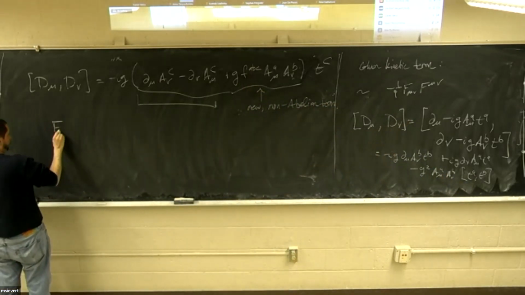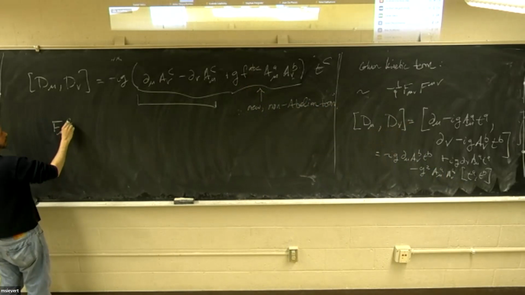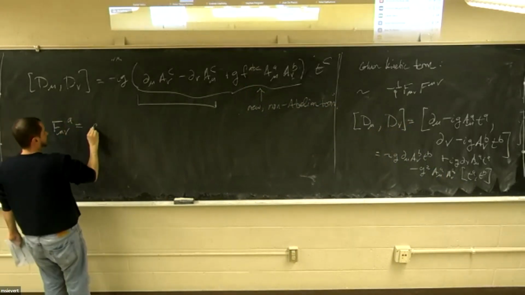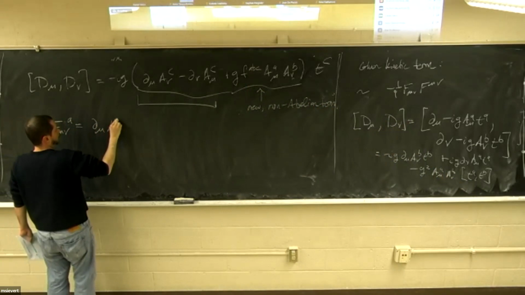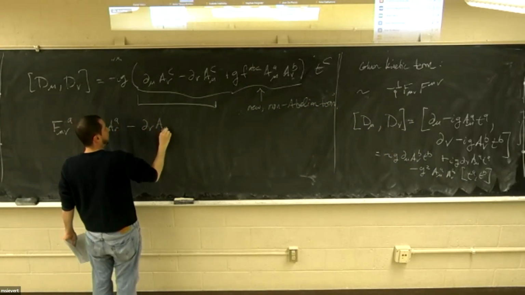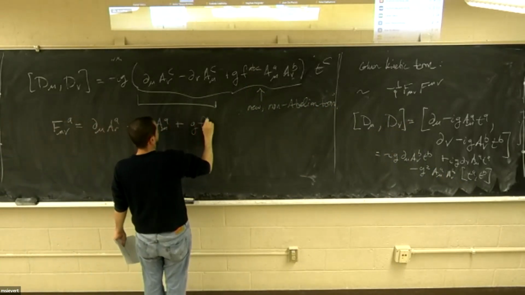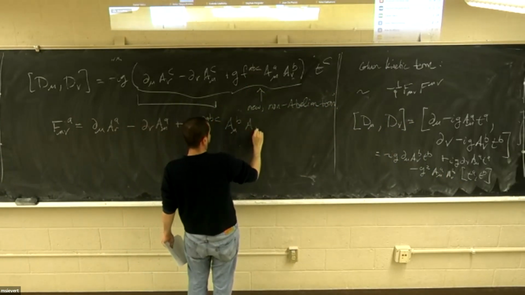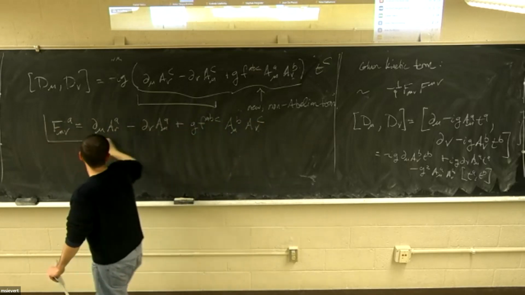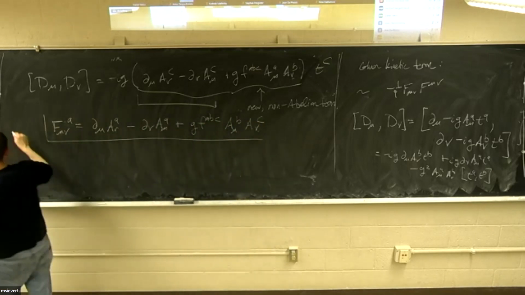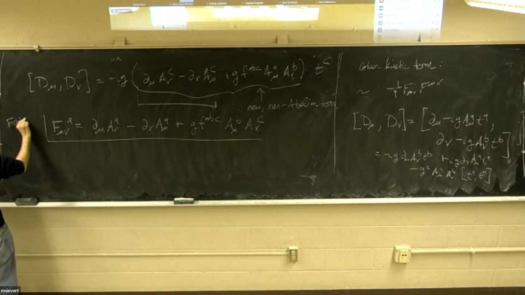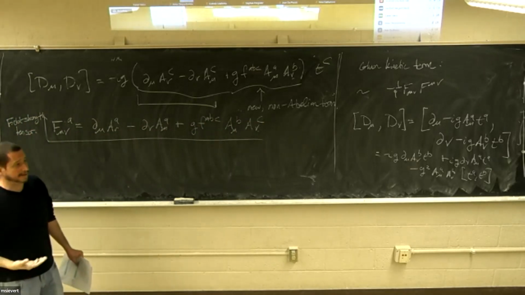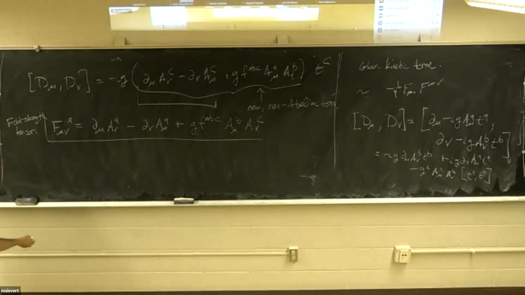So this is what serves as the basis to define F_μν of color, let's say a, as ∂_μ A_ν^a minus ∂_ν A_μ^a plus g f^{abc} A_μ^b A_ν^c. So this is the QCD field strength tensor. And this was the last necessary ingredient to construct the full QCD Lagrangian.